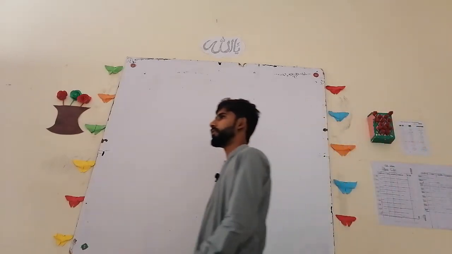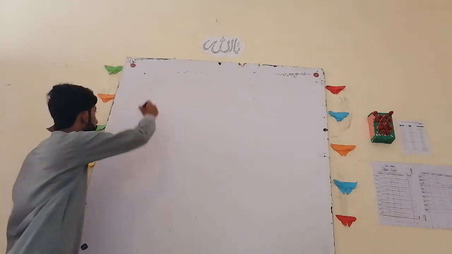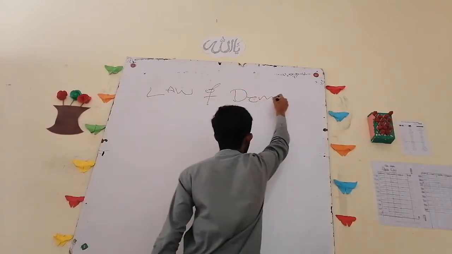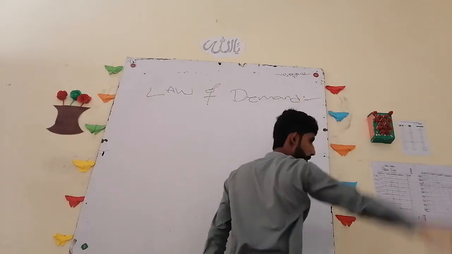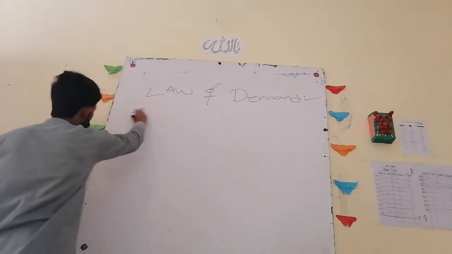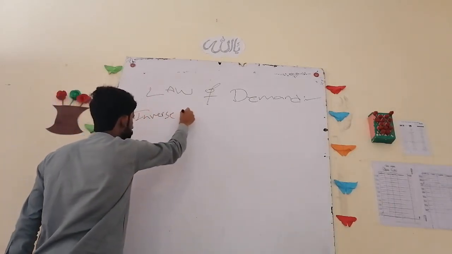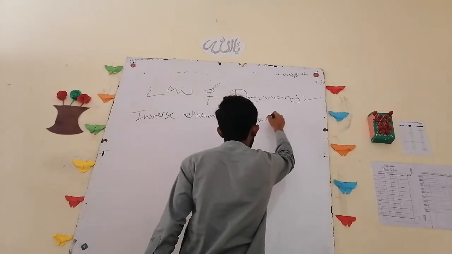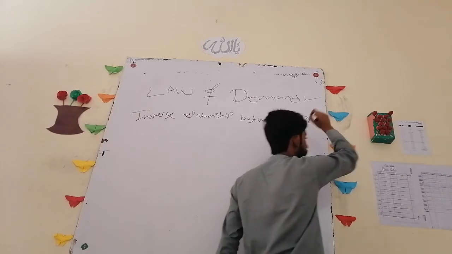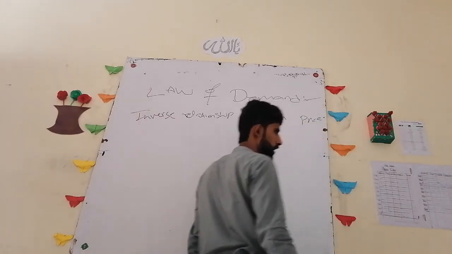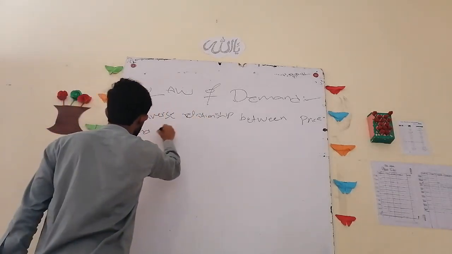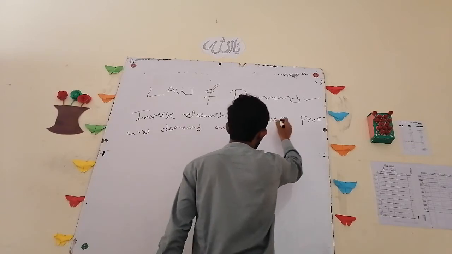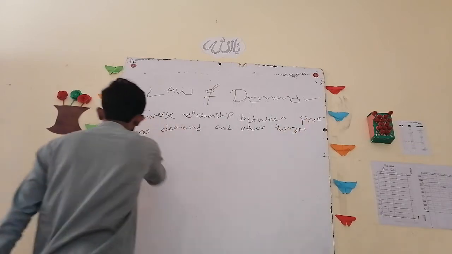What is the law of demand? The law of demand is the inverse relationship between price and demand, other things remaining the same.